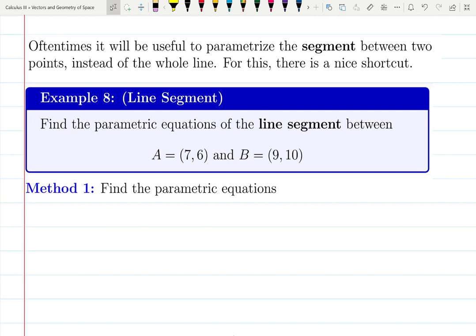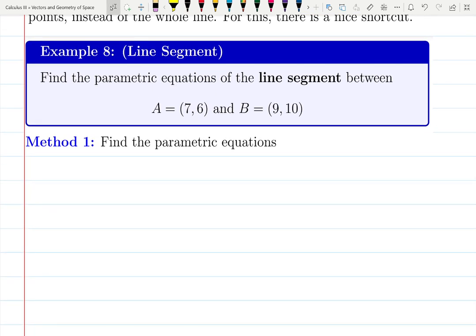Oftentimes it will be useful to parameterize a segment. What do you think a segment is? Like part of the line? Part of the line, yeah, exactly. So why do we always describe the whole line? What if, from the whole path I was walking from home to here, I only need from Wexler to here. That's a segment between 2 points instead of the whole line. So this is exactly where they're using these equations as well. But again, not always.